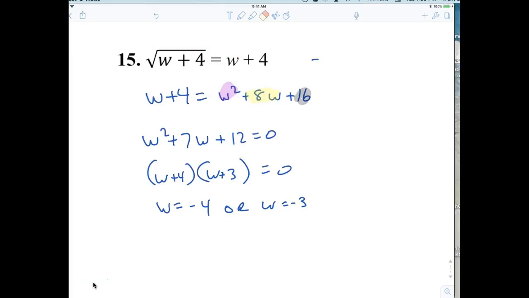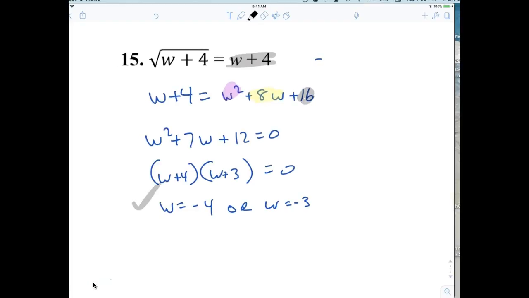Now I want to look at my answers up here. If I plug in negative 4, is this right here going to be a negative? No, so that is a good answer. If I plug negative 3 in, do I get a negative? No. So those are both good answers. How do you get 7? 8W minus 1W. Oh, sure you see it? Where are you putting it in? Into the original equation.